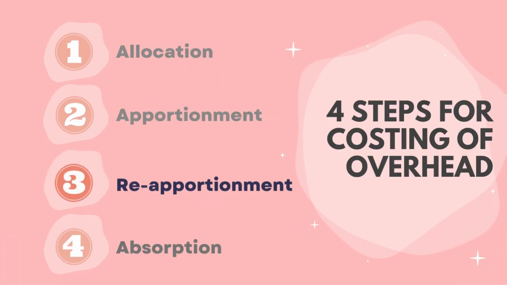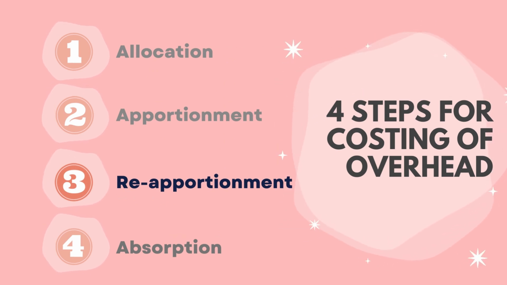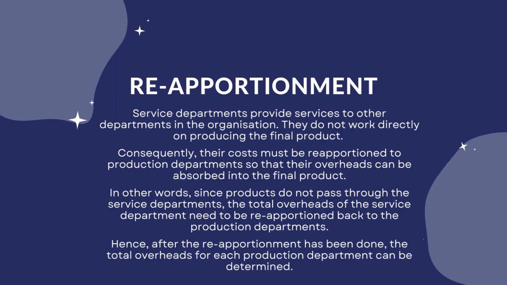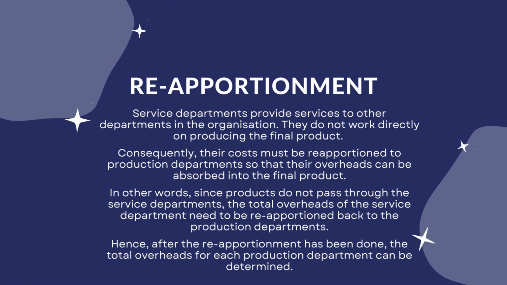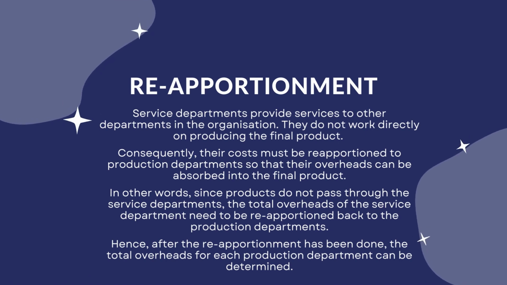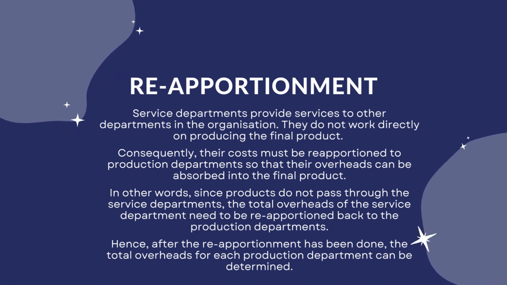The third step is reapportionment. Service departments provide services to other departments in the organization. They do not work directly on producing the final product. Consequently, their costs must be reapportioned to production departments so that their overheads can be absorbed into the final product.